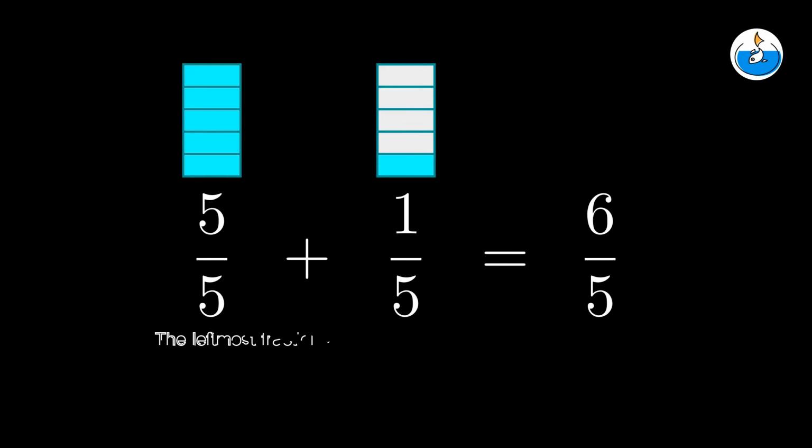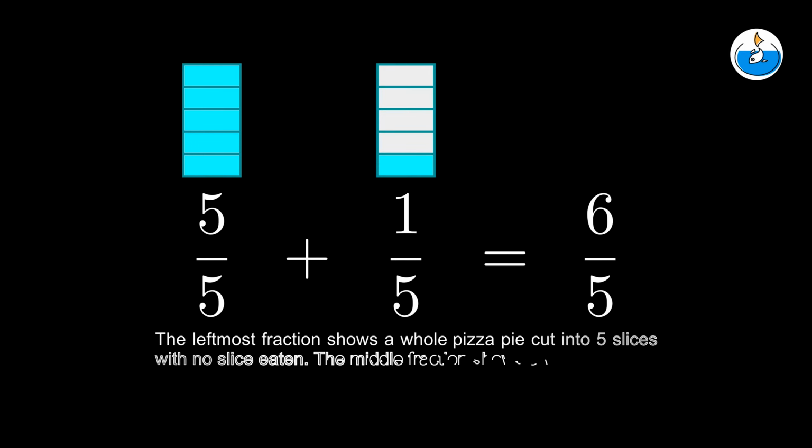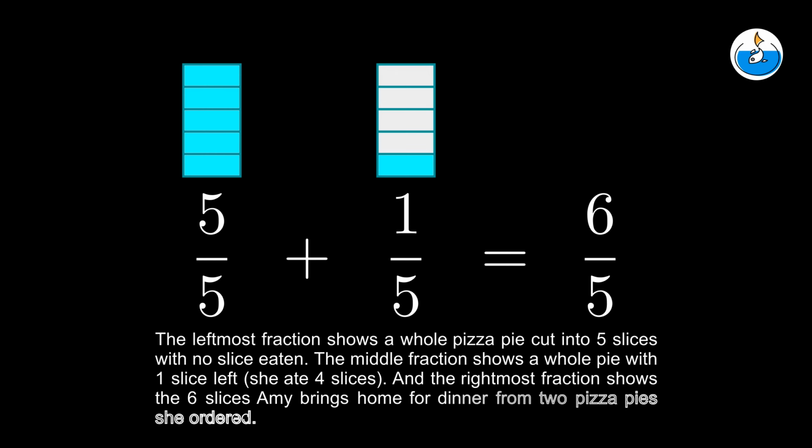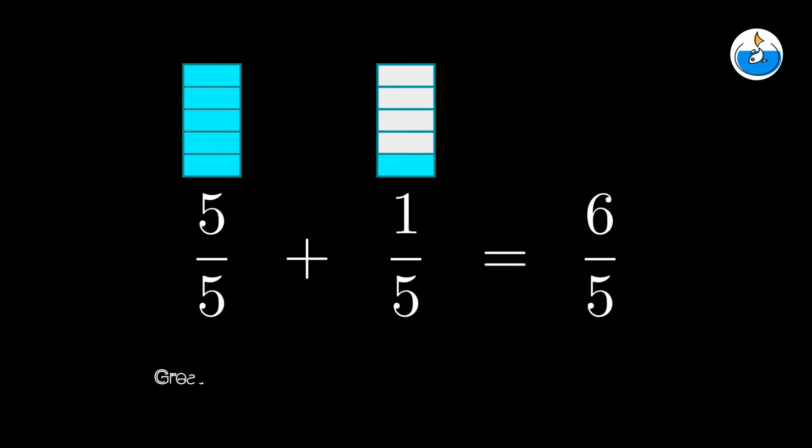The leftmost fraction shows a whole pizza pie cut into 5 slices with no slice eaten. The middle fraction shows a whole pie with 1 slice left. She ate 4 slices. And the rightmost fraction shows the 6 slices Amy brings home for dinner from 2 pizza pies she ordered. Great, but what does this have to do with mixed numbers?